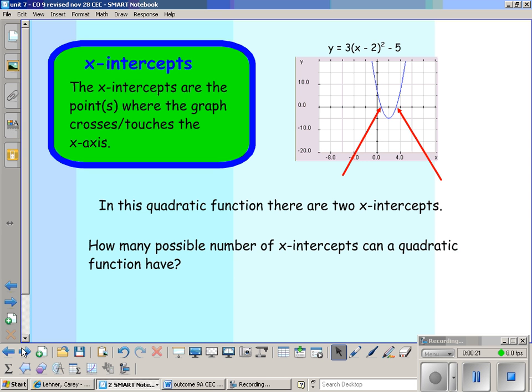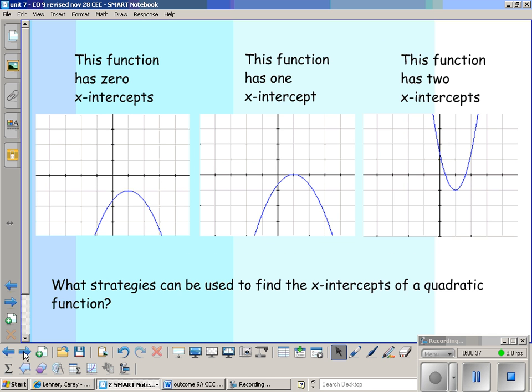Think about this. How many possible number of x-intercepts could a quadratic function have? So think about a parabola, the parabola being a U shape that opens up or down. How many different possibilities of x-intercepts could there be? We could have no x-intercepts, one x-intercept, or two x-intercepts.